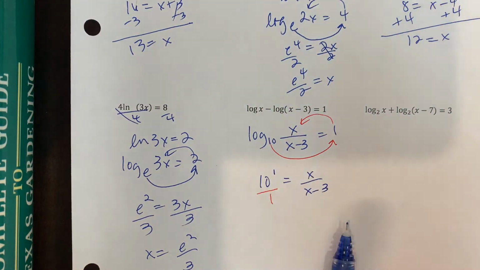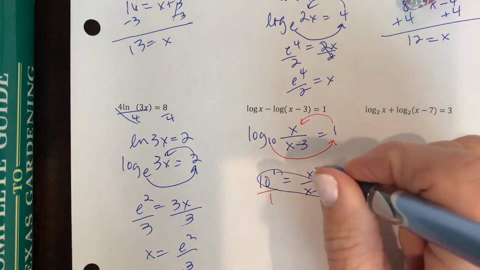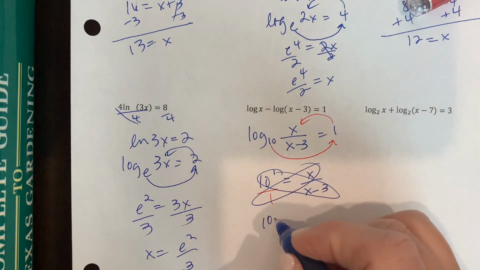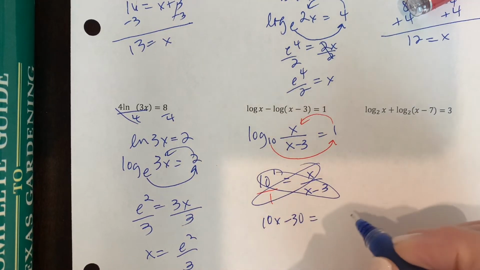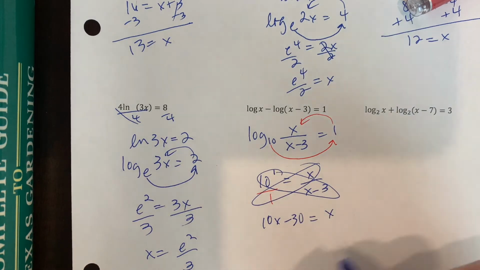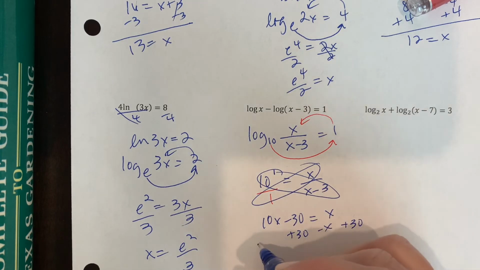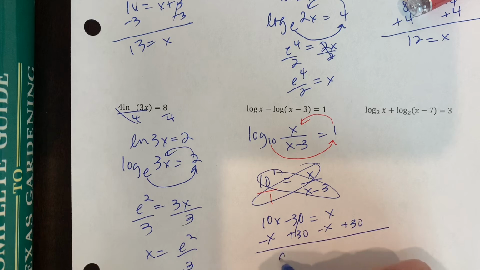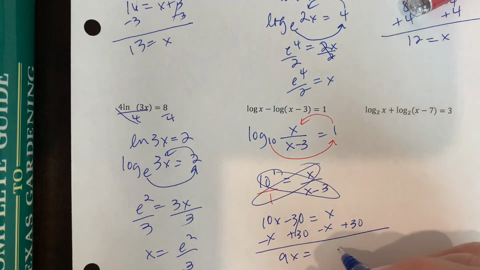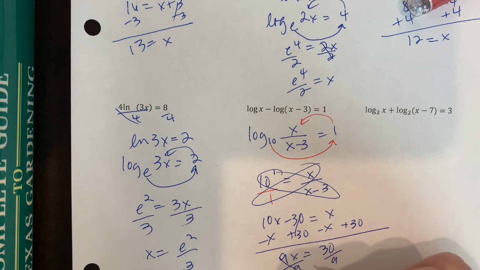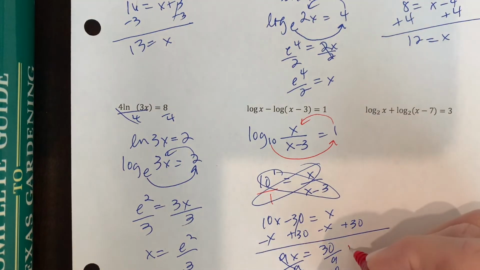Then I'm just going to cross multiply. And that would be 10x minus 30 equals x. Okay, so then I'm going to add 30 to both sides and subtract this x. I'm kind of doing it all at once because it's faster. Equals 30, so divide by 9. And those are both divisible by 3, so that would be 10/3 if I reduce this.